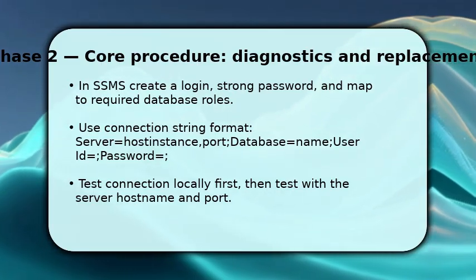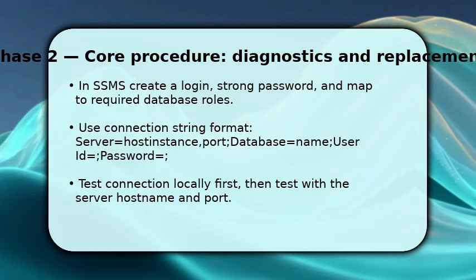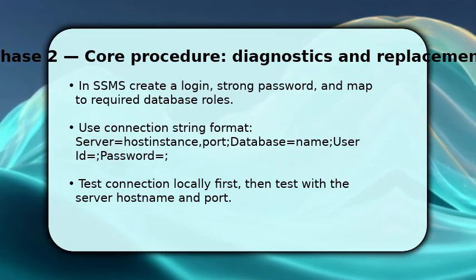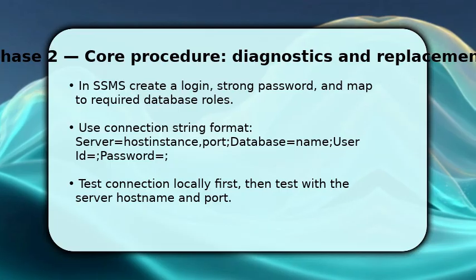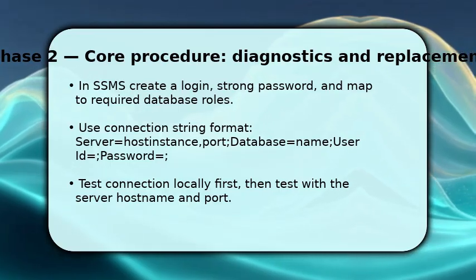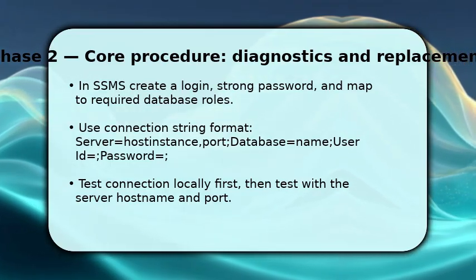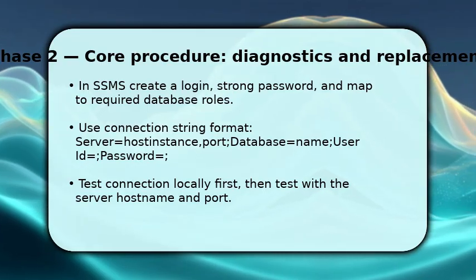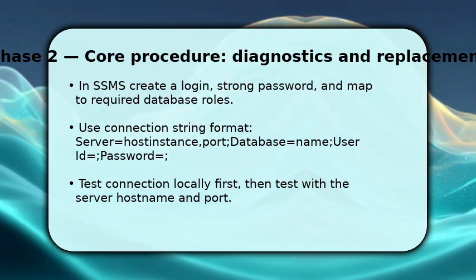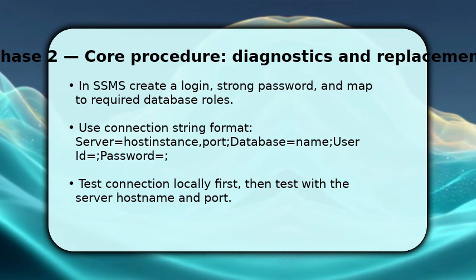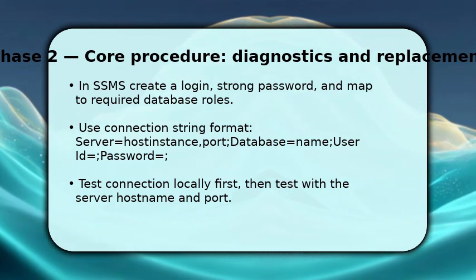Next, construct a connection string precisely. Server equals host, optional /instance, or comma port. Include database, user ID, and password. Test that connection locally from the server to validate credentials and permissions. Once local tests succeed, test from another machine using the server hostname and the TCP port to confirm external reachability.